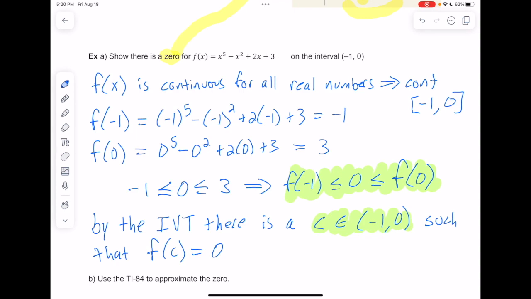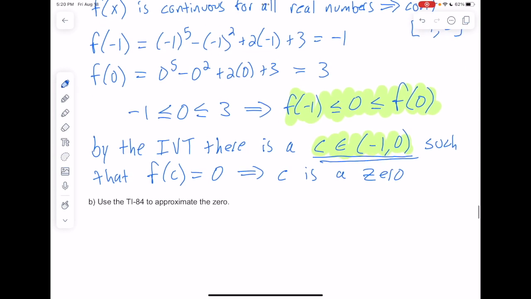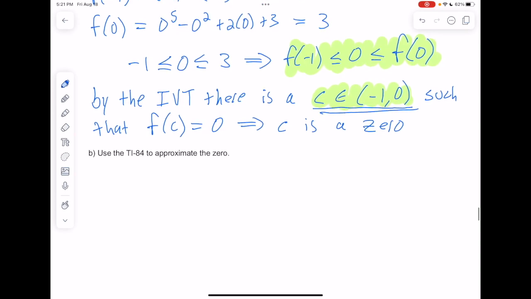And if plugging that number into the function makes it equal to 0, that means that c is a 0 of the function. And that's what they wanted us to show. And again, that 0 was in the interval that they were asking for too. So the intermediate value theorem has guaranteed us that this function does have a 0 somewhere in between -1 and 0. So now they want us to use the TI-84 to approximate that 0.